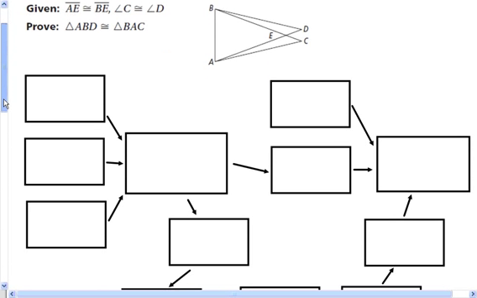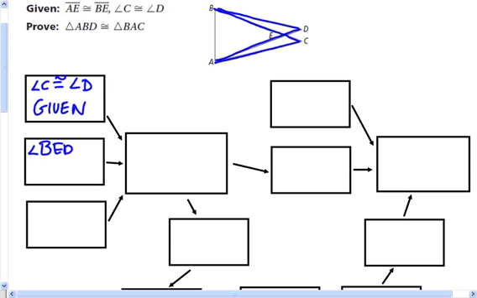All right, I'm going to start with my givens. And remember, here's what I'm doing first over here. I'm going to show that this triangle is congruent to this triangle, and I'm going to do that by using angle, angle, side. So I have that angle C is congruent to angle D, given. And I have angle BED is congruent to angle ABC, and that's by the vertical angle theorem.